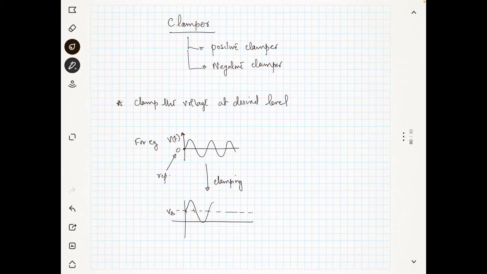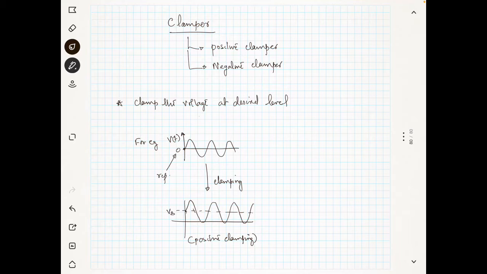This is known as lifting the voltage. So this kind of clamping is known as the positive clamper. That means we are shifting up, so that is known as the positive clamper or positive clamping.